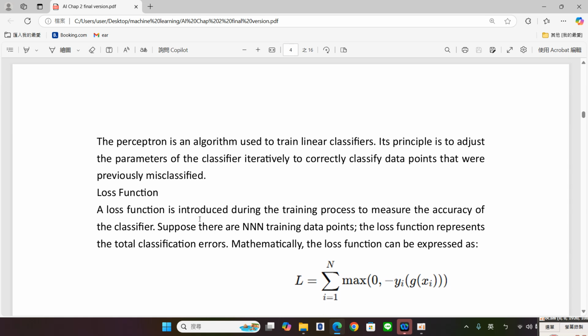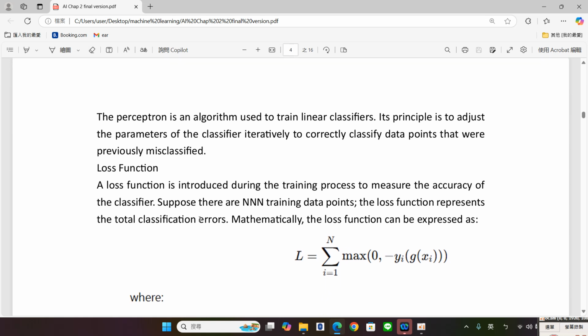Perceptron. The perceptron is an algorithm used to train linear classifiers. Its principle is to adjust the parameters of the classifier iteratively to correctly classify data points that were previously misclassified.